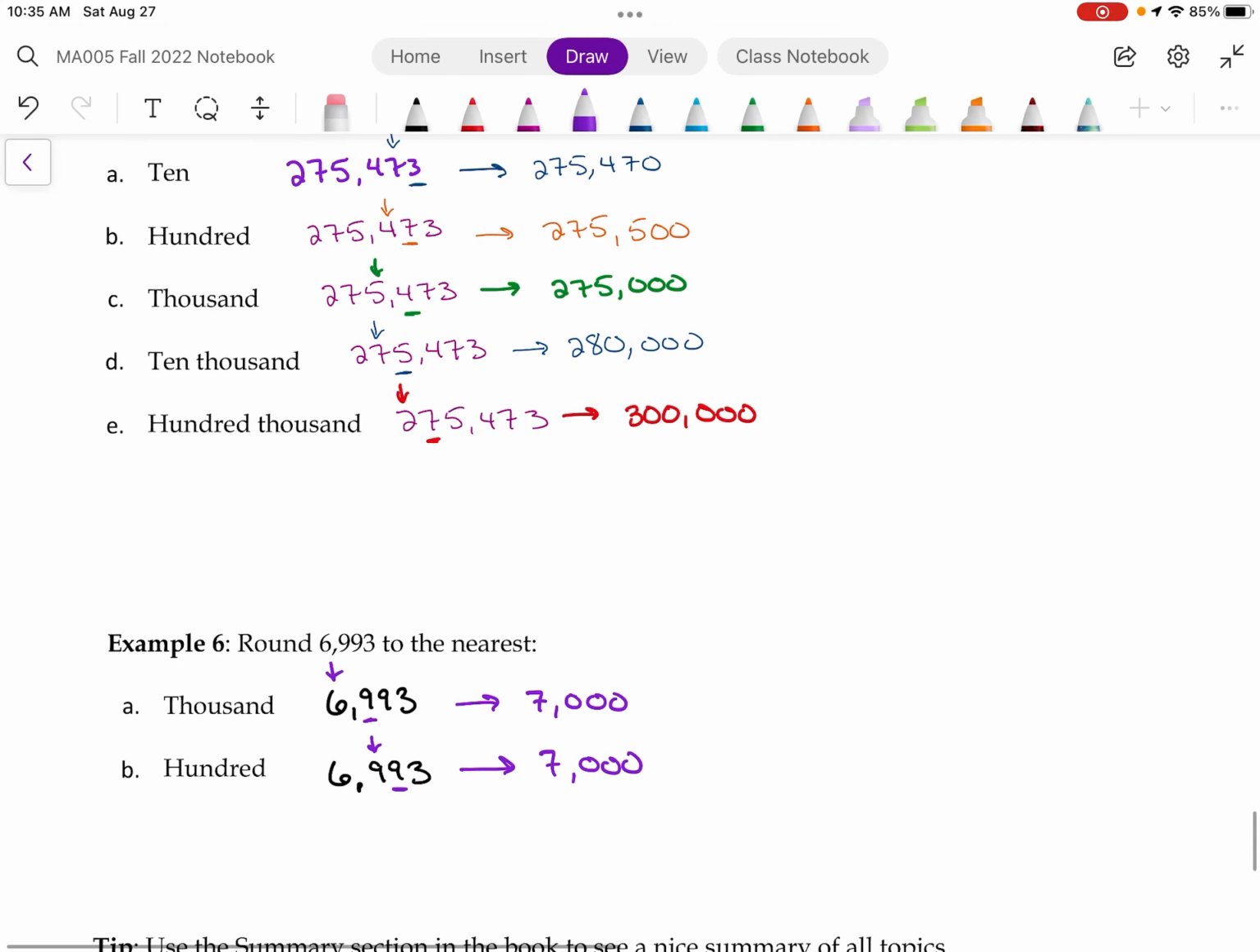If you think about it on a number line between 6,900 and 7,000, what is it closer to? Well, it's over here. It's definitely closer to 7,000. Actually, it's probably even closer. It's probably more like here, right? Because this is 6,950, right? So it's definitely closer to 7,000. So either way that you look at it, number line or carrying digits, you get 7,000.